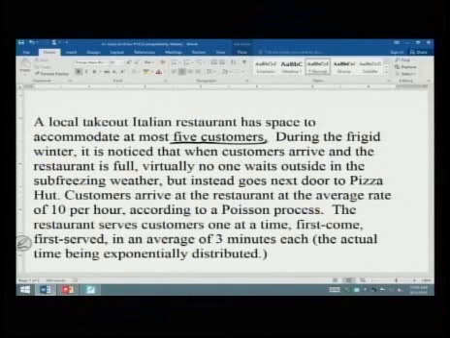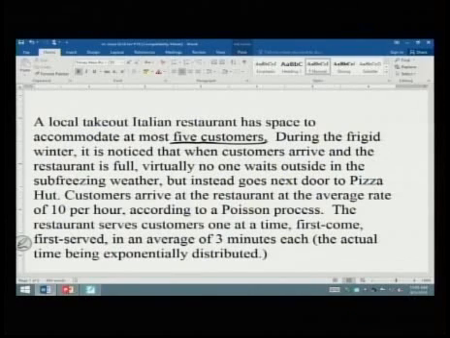But instead, they go next door to the Pizza Hut restaurant. And customers arrive at the restaurant at an average rate of 10 per hour, according to a Poisson process. And the restaurant serves customers one at a time, first come, first served, in an average of 3 minutes each.